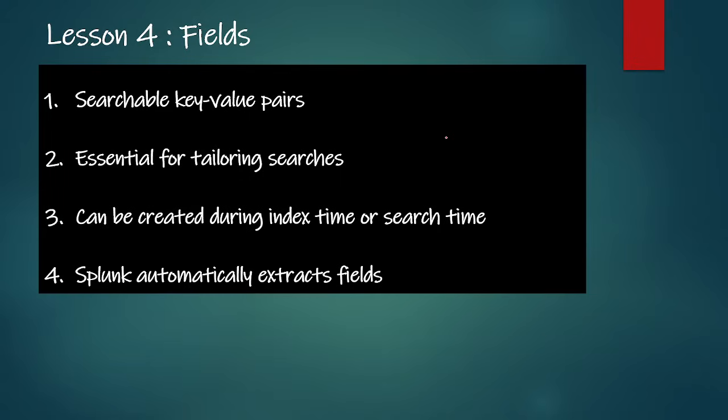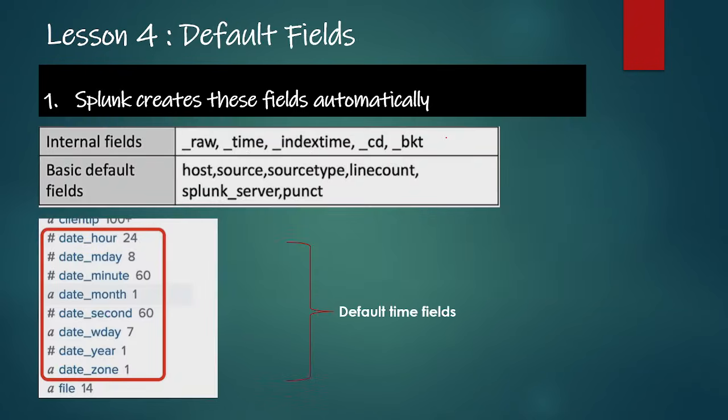Just know Splunk automatically extracts some of the default fields. Moving on, so these are certain default fields. As we said before, the default fields are created by Splunk automatically. And you can also see some of the internal fields, for example, _raw and _time. We have already seen how to make use of _raw and _time. Some of the basic default fields are host, source type, index, and Splunk server. So these are also examples of the basic default fields.